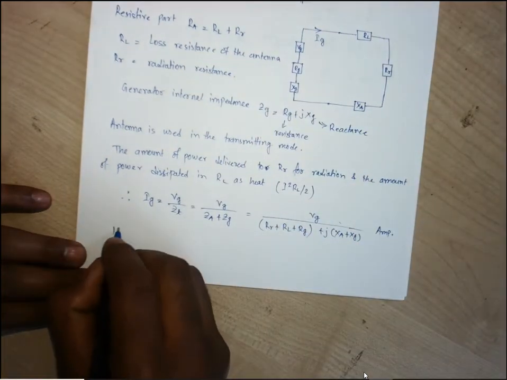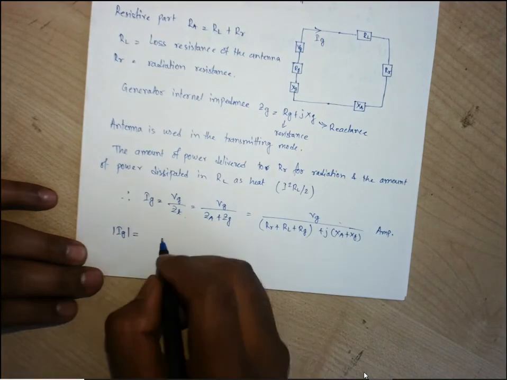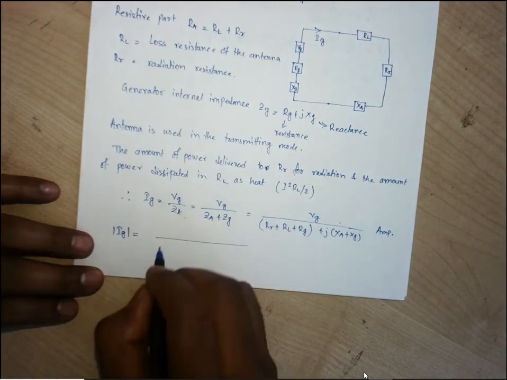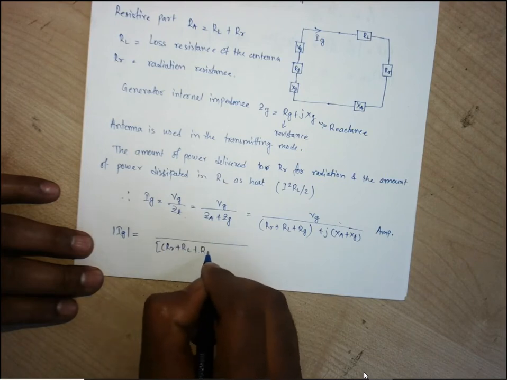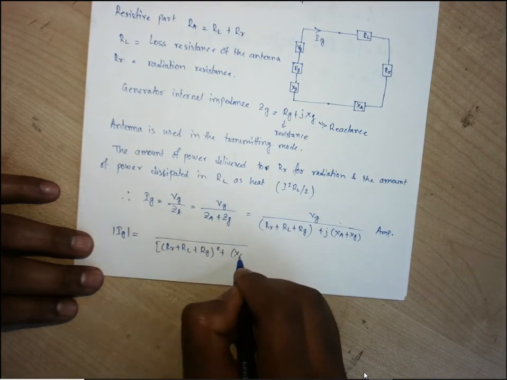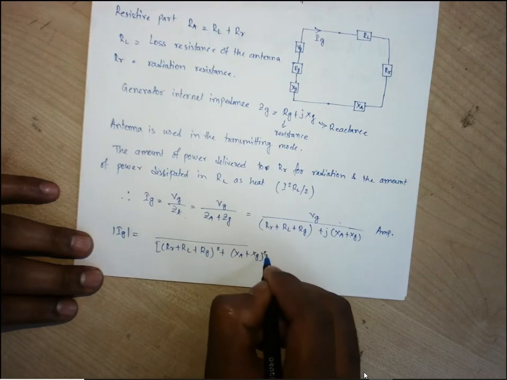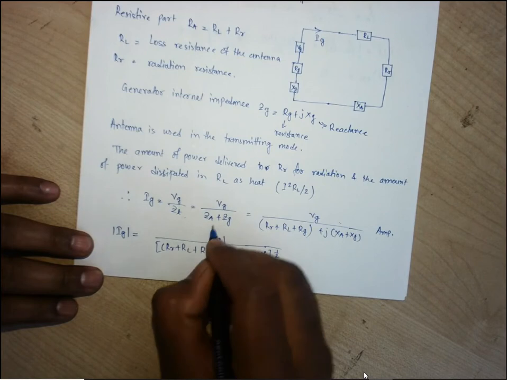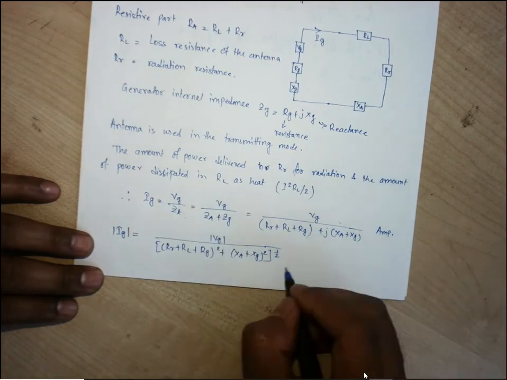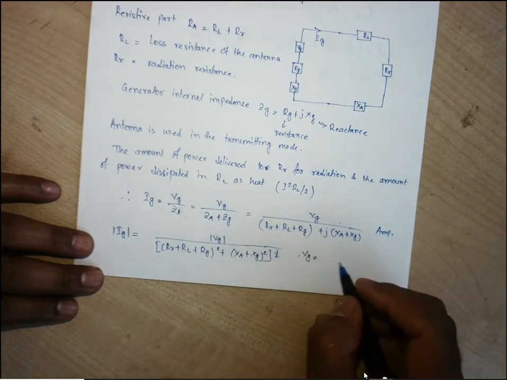Now if we take out only the magnitude of this, that will result into Vg by RR plus RL plus Rg whole square plus Xa plus Xg whole square to the power half. So what is this Vg? Vg is the peak generator voltage.